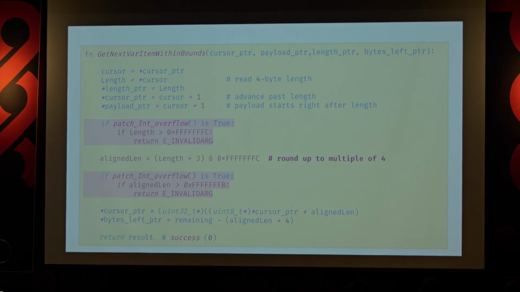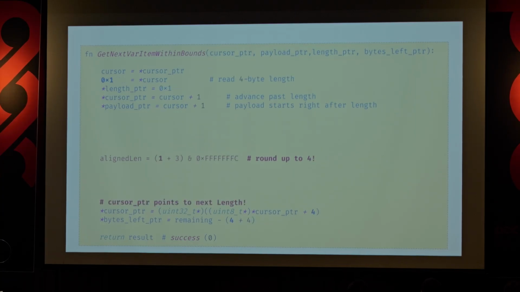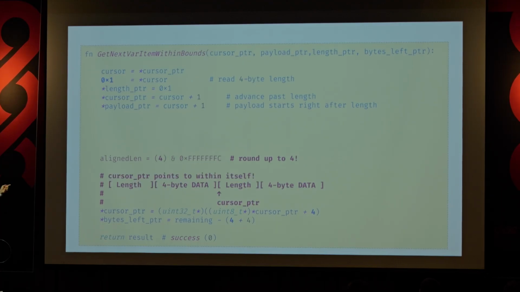Now let's walk through some example lengths to get an idea of how this function works. Let's say we supply a length of 0x1. The align length will be 4 because 1 plus 3 equals 4. And you'll see that the cursor pointer will now point 4 bytes ahead of where it was. From this little diagram here, you can see that the cursor pointer was pointing to the length at the start, and now it's going to point to the next length, which is 4 bytes away. And this is all totally fine and normal, and it's how the function is meant to be called.